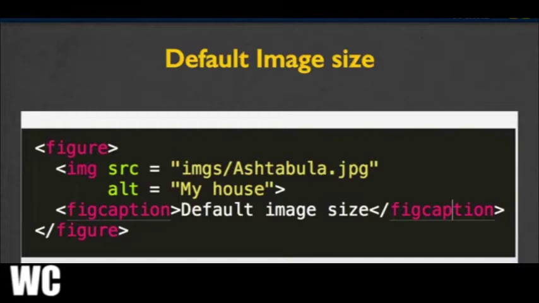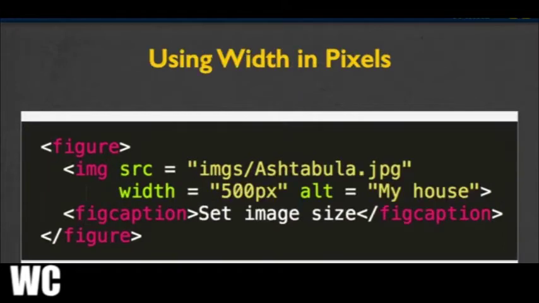The first option would be just use the default image size. I have my image tag, and I have my two required attributes: source, where you can find the picture, and the alternate text. The next option would be to use the width in pixels. So in this case, I've added the attribute called width, and I've hard-coded it. That's what you call it when you give it a size that you want it to always be. And I've hard-coded it to 500 pixels.